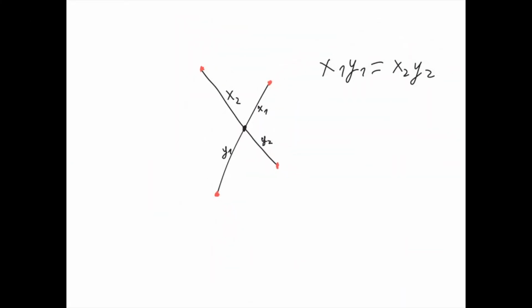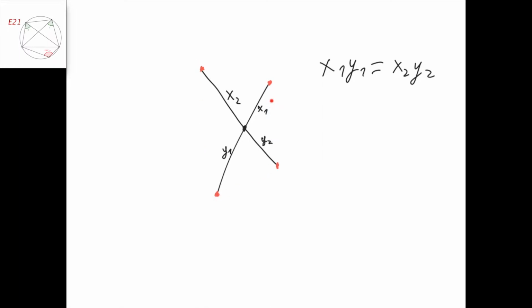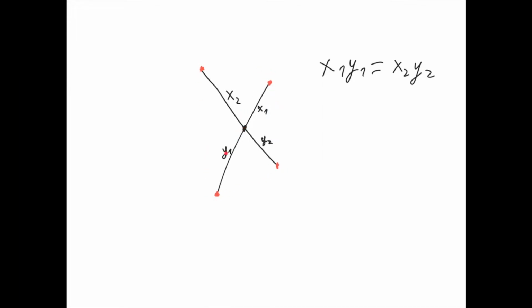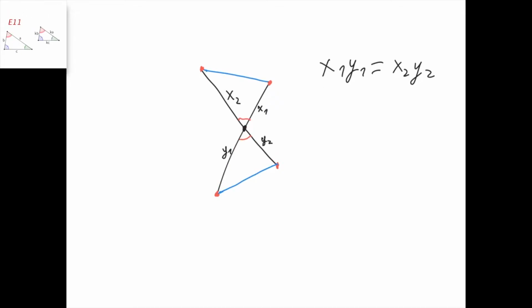Finally, let's prove that this quadrilateral is cyclic if we have that x1 times y1 equals x2 times y2. Of course, we're going to prove that this triangle is similar to this triangle, and we're going to use this relation. First, we're going to write it as x1 divided by x2 equals y2 divided by y1. And x1 divided by x2 is the ratio of the sides of this triangle at this angle, and y2 divided by y1 is again the ratio of the sides of this triangle that are at this angle. And because this angle equals this angle, therefore this triangle is similar to this triangle.